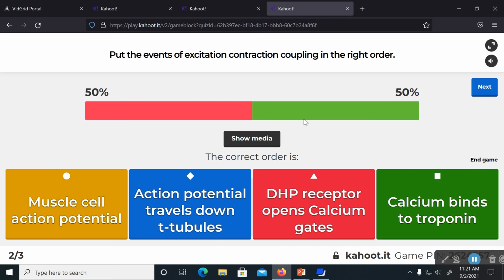Right? Once we get down into the T-tubules are where those DHP receptors are. All right? So the DHP receptor is activated. Remember, one end of the DHP is in the T-tubule, the other end is in the sarcoplasmic reticulum. Right? So when that DHP receptor is activated, it pulls the plug, letting calcium out of the SR. So calcium comes flooding out. That calcium binds to troponin, right? And then troponin, tropomyosin, actin, and myosin bind, right? And then we get contraction. Okay.